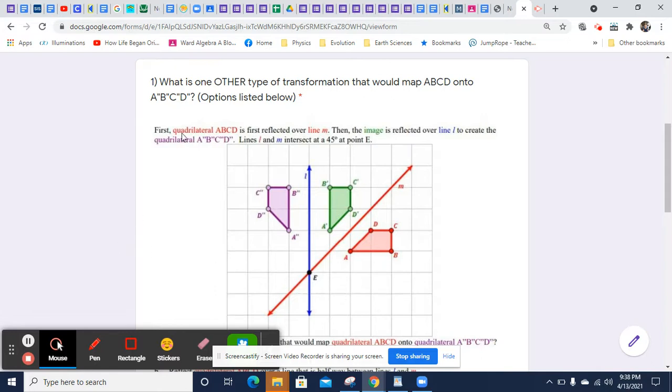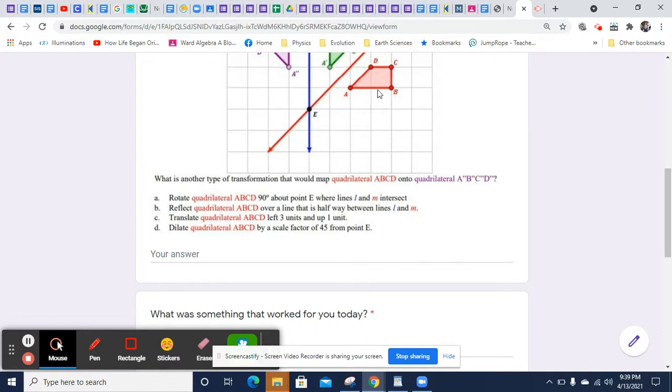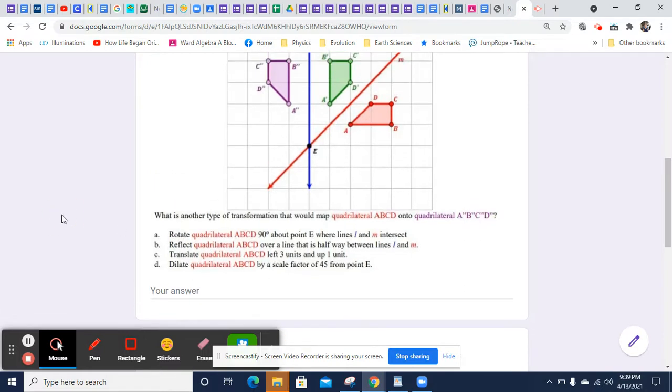Okay, so let's consider what is one other transformation that would map ABCD directly onto A double prime, B double prime, C double prime, D double prime. So it's just one transformation instead of two. This is two reflections. We want to go one step. Could we rotate it 90 degrees about the point E? Or could we reflect it over a line that's halfway between lines L and M? Could we translate it 3 units left and up 1 unit? Could we dilate it? Okay, so let's consider these.